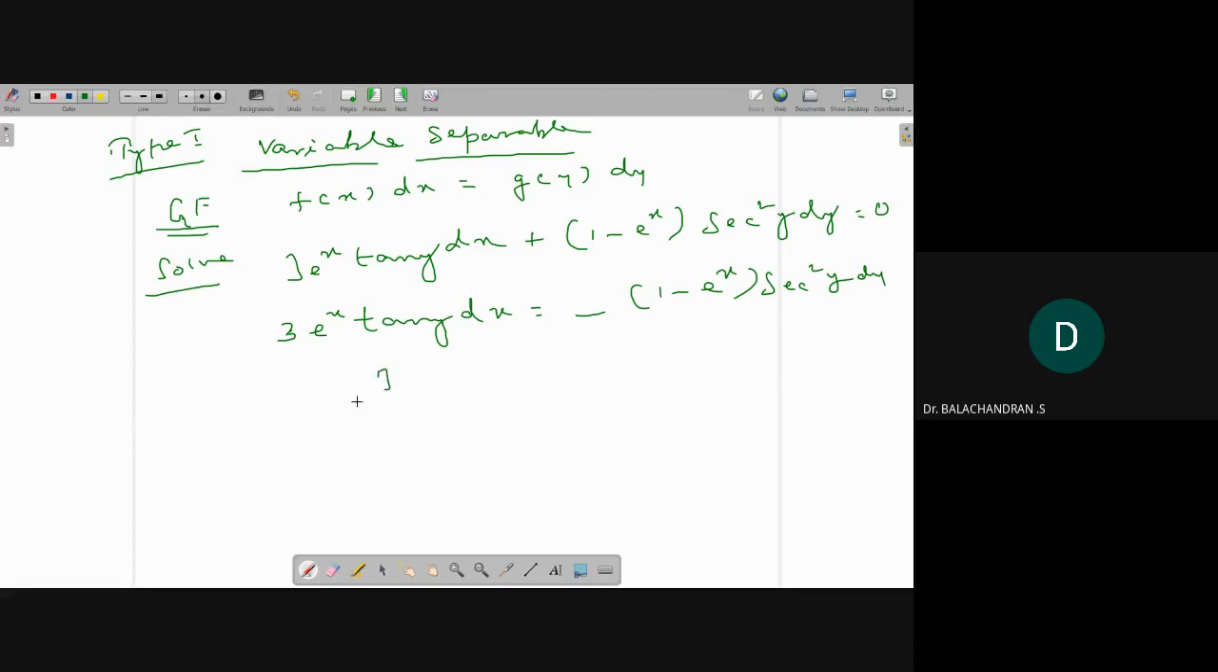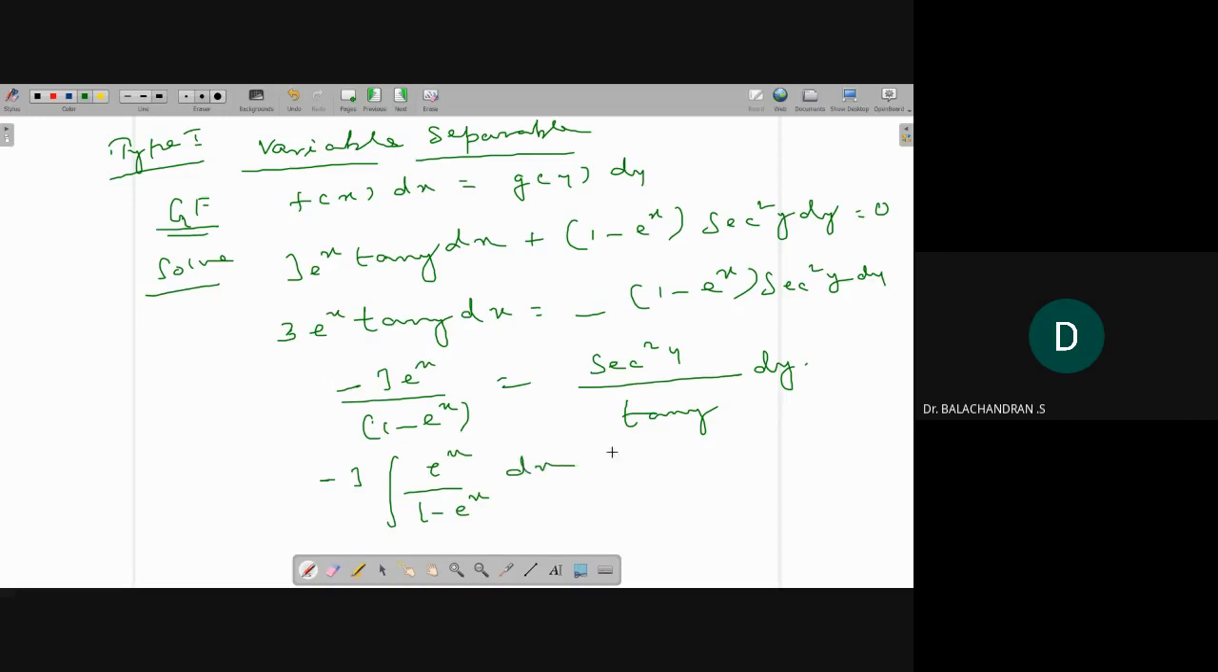So 3 divided by e power x divided by minus 1 minus e power x equal to secant square y divided by tan y dy. Okay, if you integrate both sides, minus 3 integration e power x divided by 1 minus e power x dx equals integration secant square y by tan y. If you differentiate the denominator, that is log of 1 minus e power x, you will get minus e power x. Similarly, if you differentiate tan y, you get secant square y.